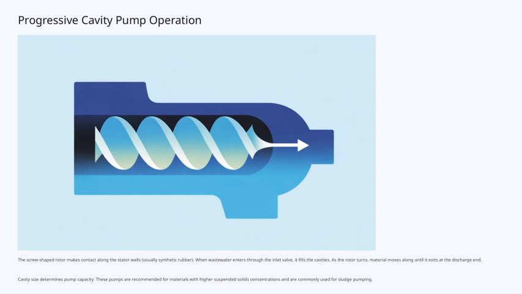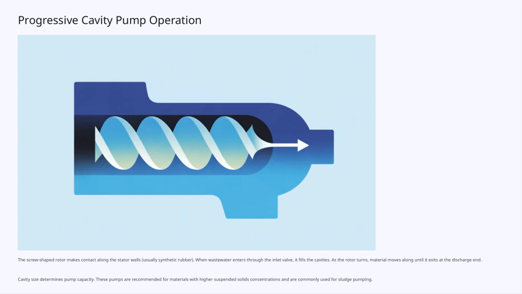One of the most important aspects to understand is that the size of these cavities directly determines the pump's capacity. That is, how much fluid it can move over a given period. These pumps are especially recommended for handling materials with higher concentrations of suspended solids, like sludge. They are quite effective because the design allows them to handle semi-solid or viscous materials without clogging or losing efficiency. Overall, this operation principle makes progressive cavity pumps ideal for wastewater and sludge applications, ensuring reliable and steady pumping even with challenging materials.